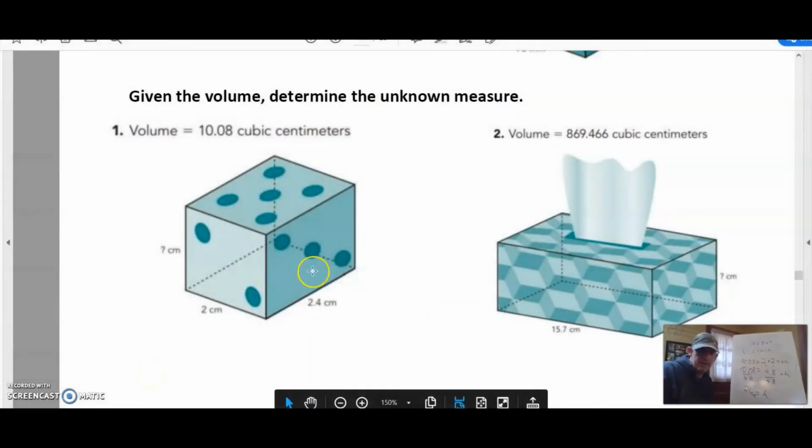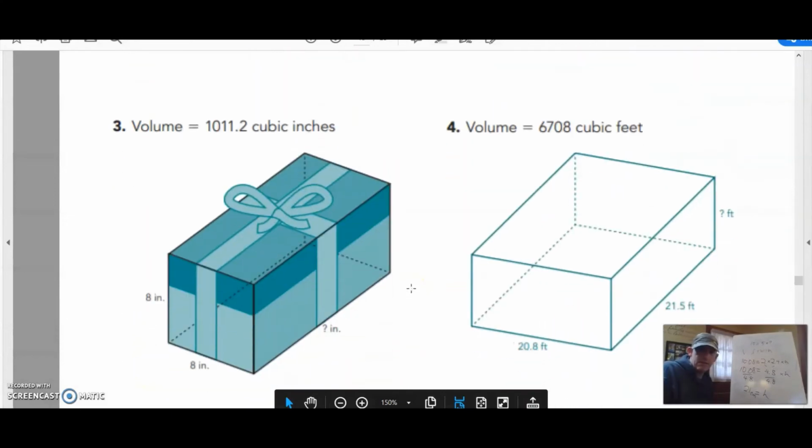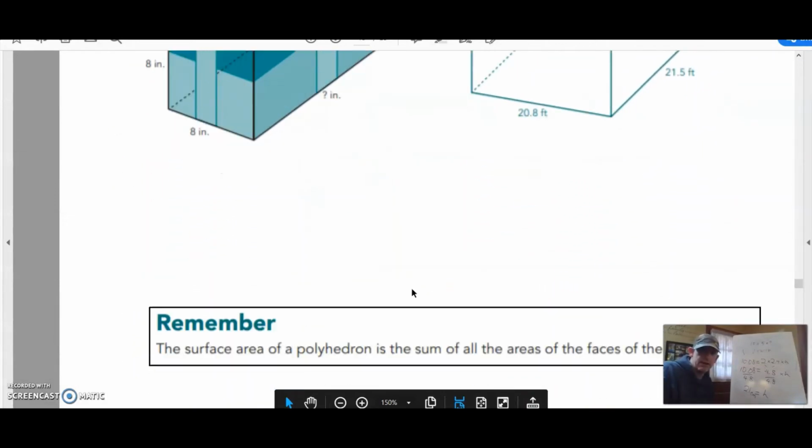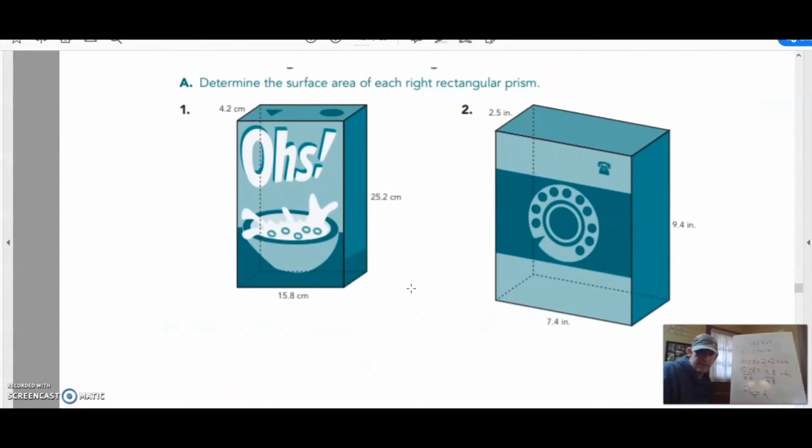Okay. And the rest of the problems on that page and the following page until the very end are the same.